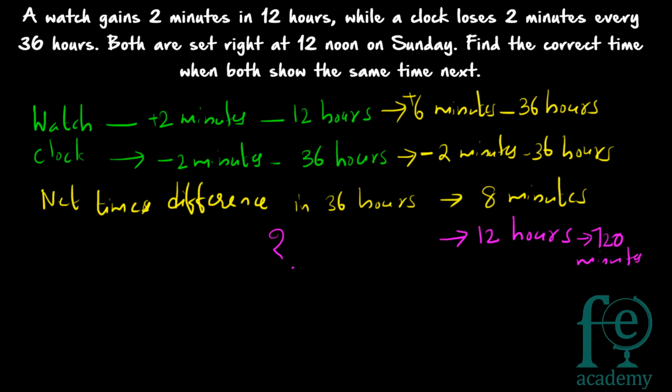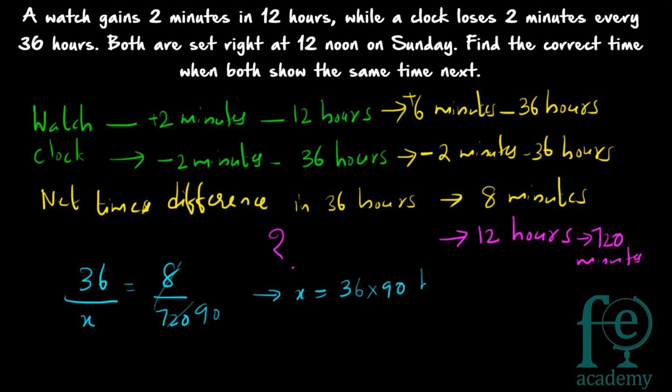So just use the unitary method. 36 hours, 8 minutes. So x hours, 720 minutes. Here 90 will come. So x will be equal to 36 into 90 hours. You can convert it into days by dividing by 24. So 36 and 12 into 2 and 12 into 3, and this will be 45. So your final answer will be 45 into 3 days, which gives you 135 days.